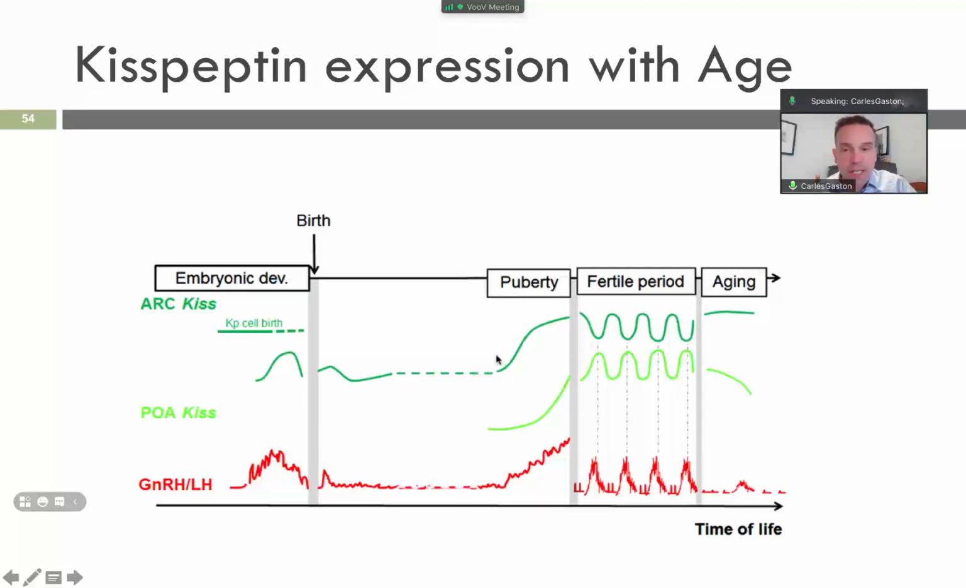And then there is an increase in the arcuate kisspeptin, a massive increase, which will obviously produce the pubertal maturation of sexual organs, testes and ovaries, and this correlates with increased GnRH and LH, and then during the fertile period it remains pulsatile, as you can see here. We will cover this in the fertility lectures, which I will give you at the end of May.